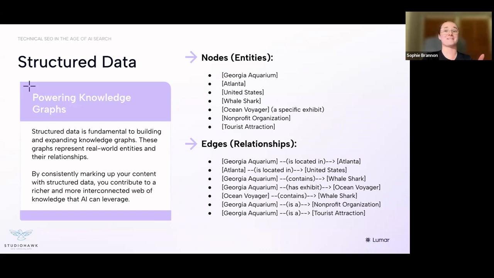We have an awesome aquarium in Atlanta. It's great. There's whale sharks there. There's the Ocean Voyager exhibit, which is cool. It's a really big tourist attraction in the area. I think you could potentially snorkel in the aquarium. There's all sorts of things you can do.